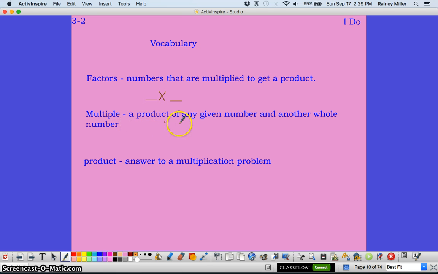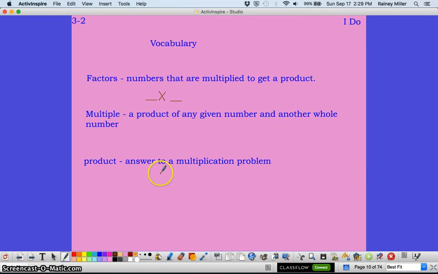A multiple: a product of any given number and another whole number. So a multiple of 2 is 4. A multiple of 4 is 8. So things that can get chopped up into smaller groups.